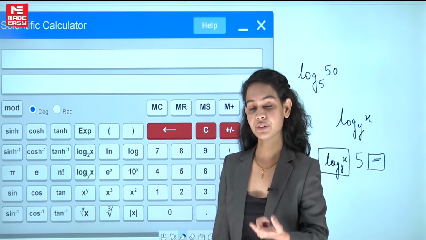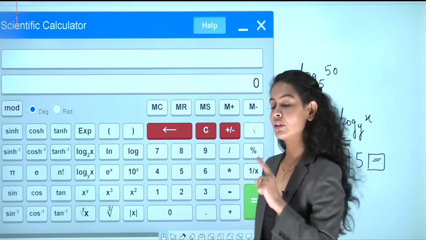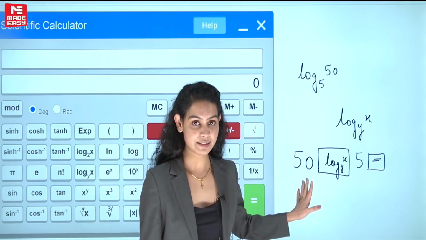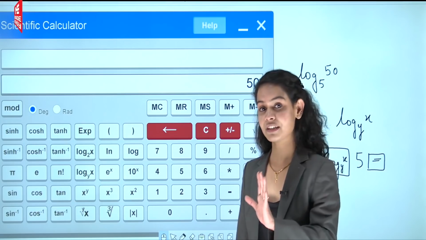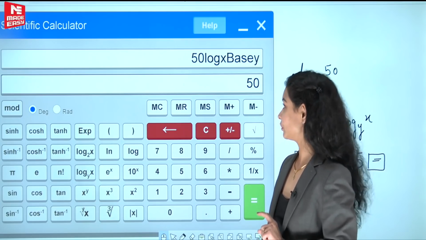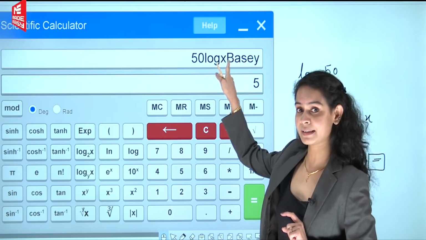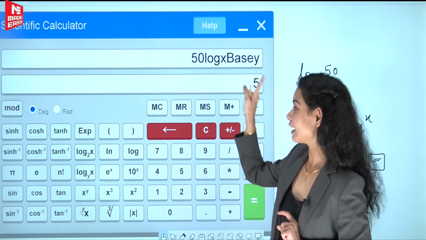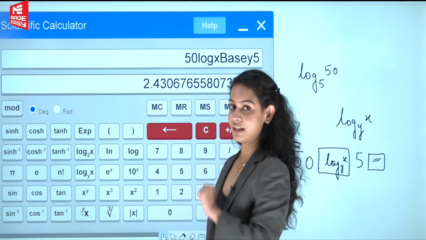Press C before calculating a new operation or a new calculation. Then for log 50 to the base 5, as I said, first you have to enter the value of x, which is 50. Then the function tab, which is log x to the base y. Then the y value, which is 5. You can clearly see this on the display bar also: 50 log x, now base y. You have to enter the value of y. After doing this, don't forget to press the equal to sign. There you get your answer.